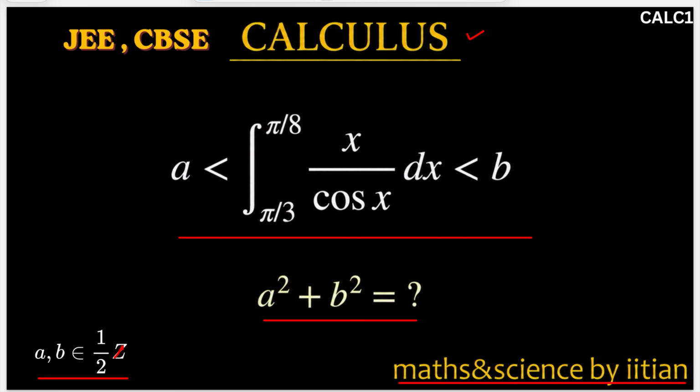The problem is: a is less than the integral from pi by 3 to pi by 8 of x by cos x dx, which is less than b. This is a bounded definite integral, and it's an inequality involving integrals. It involves bounding techniques, monotonic functions, applications of definite integrals, and also inequalities.